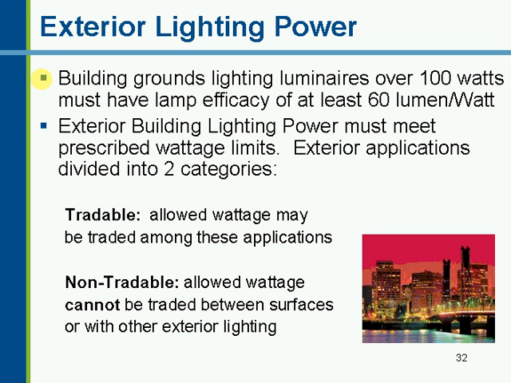The basic requirement for exterior is on lighting power densities, similar to interior. And as we mentioned before, the applications are split into 2 categories, tradable and non-tradable. Tradable, these are applications where if you don't use all the wattage for one application, you can use it for another. And we'll explain that a little bit more. An example might be if you have a parking lot and you don't use all your wattage in the parking lot, you can then use what's left over for, say, canopies. The non-tradable applications are applications where you're given a certain amount of wattage, but you can only use it for that application. It cannot be traded anywhere else.